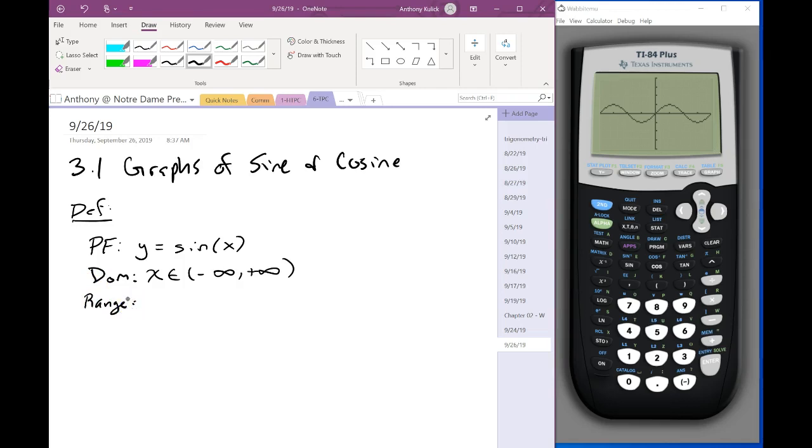If I look at the graph, though, the range is definitely not all real numbers. It appears that there is some minimum value and some maximum value to my function, right? So if I look at the y-coordinate, it looks like the minimum value is at -1. And then if I look at the maximum value, it appears to be +1. Does everybody agree with that? So that turns out to be the case. Note that I'm using a bracket there, not a parenthesis.